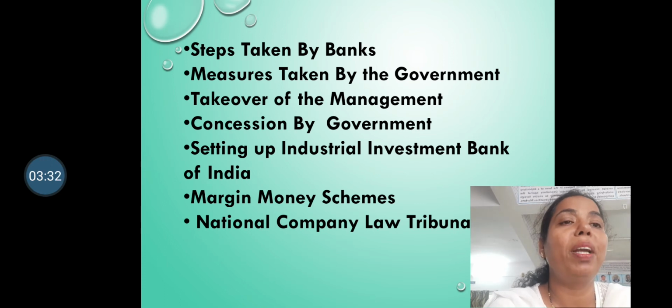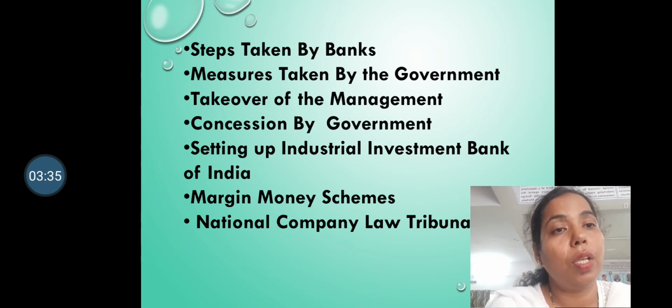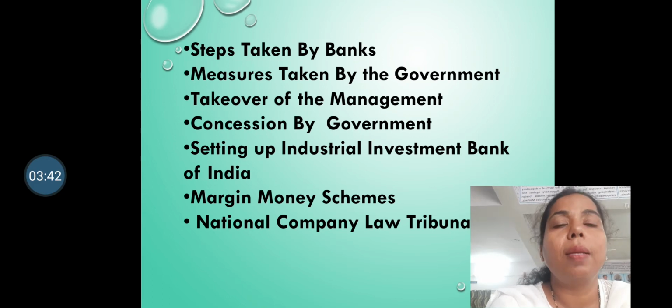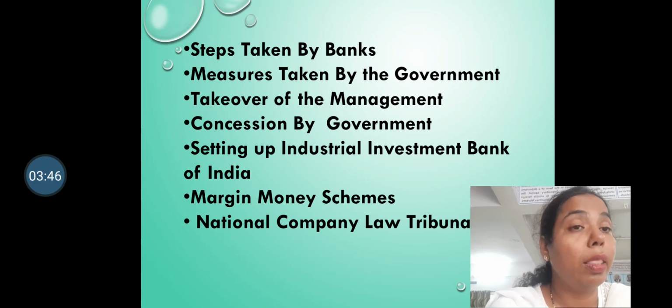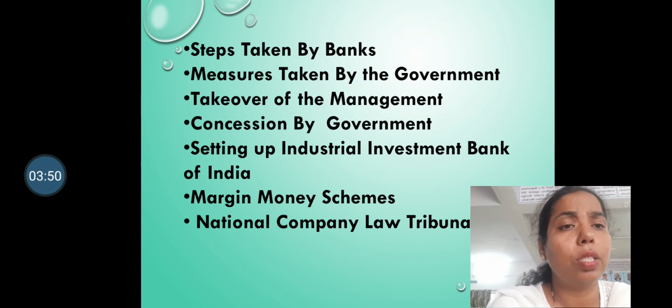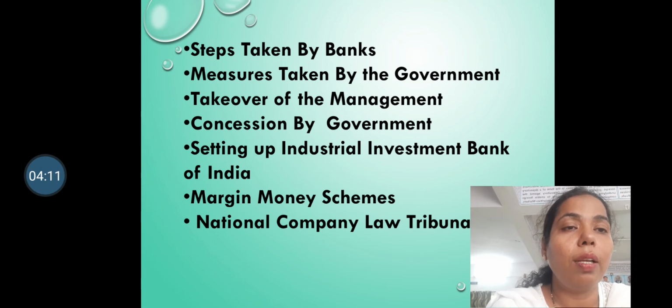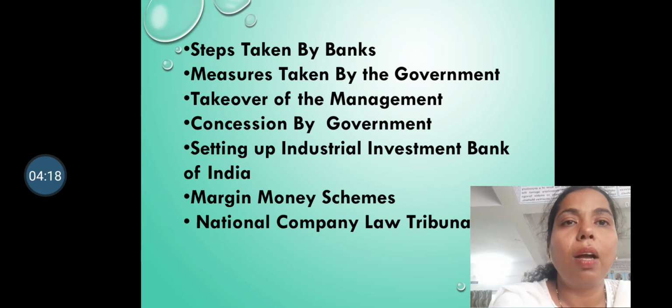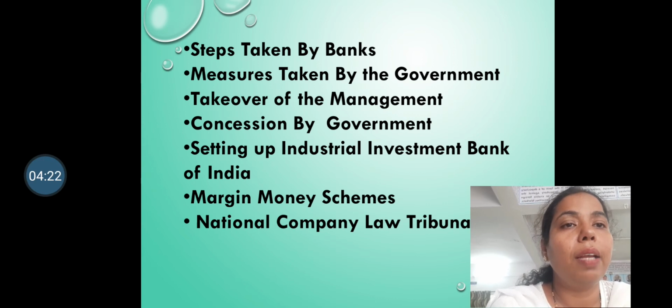Takeover of the management: the government can also take over the management of the industrially sick unit for 6 months. Similarly, the government can provide concessions to the healthy units, under measures taken by the government, in terms of tax, subsidies and different facilities, to the healthy unit which is amalgamating, or is involved in amalgamations, mergers and takeovers. Similarly, the government has set up the Industrial Investment Bank of India.